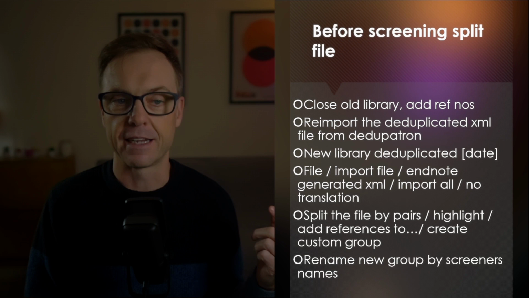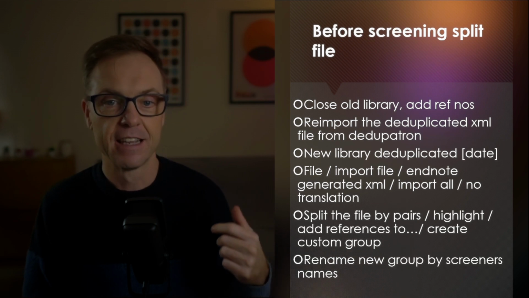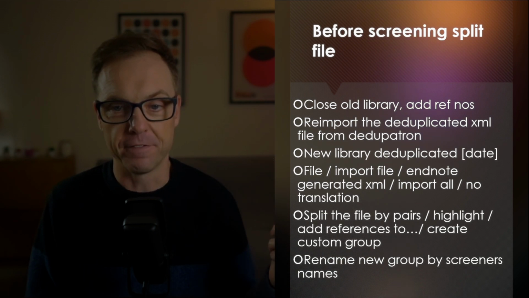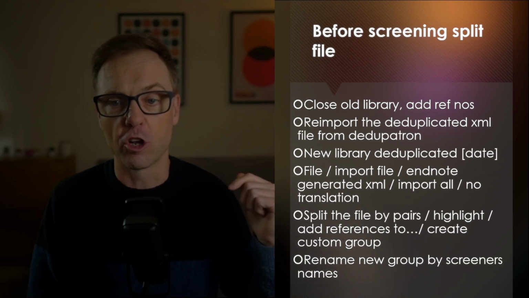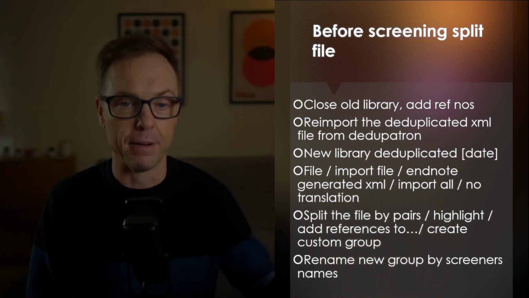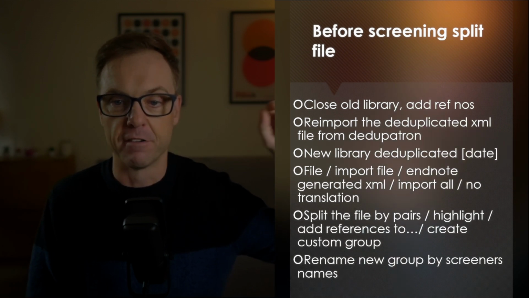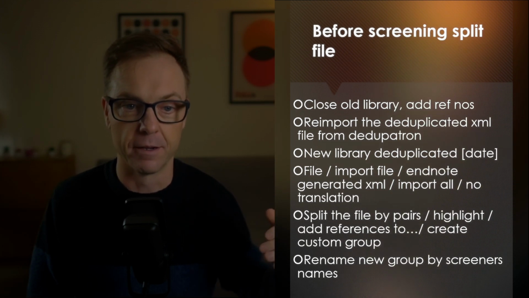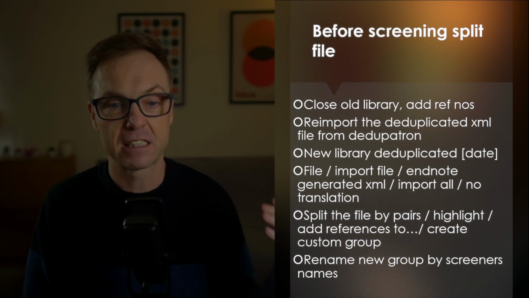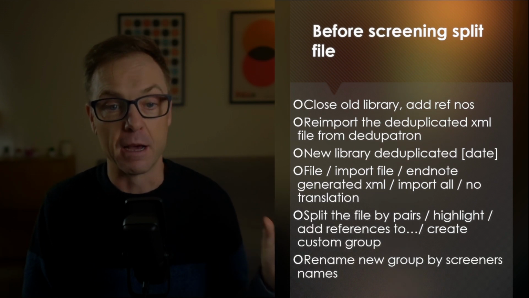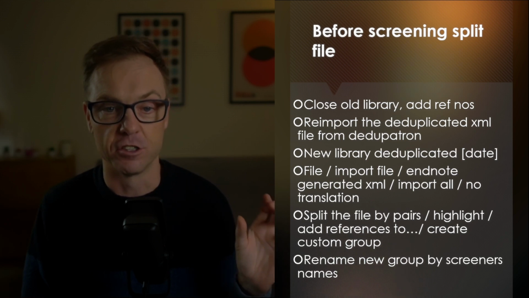So you do that by clicking Edit, Preferences, and then choosing Display Fields, and then change column 1 to record number. And then when you go back, the record numbers will be all over the place. So click the column header above the record numbers and it'll put it by order. Now, I would then split the file by the number of pairs of screeners you have.